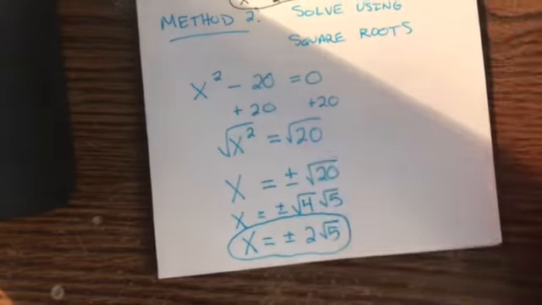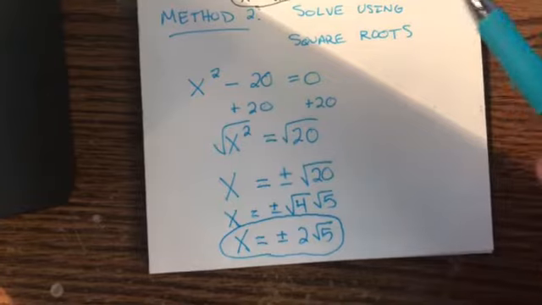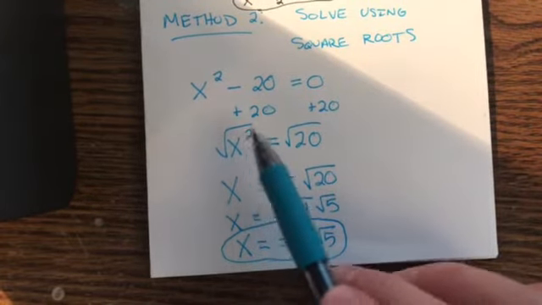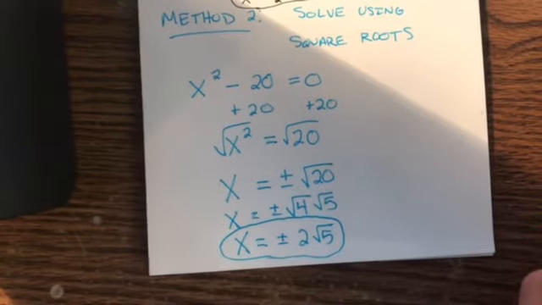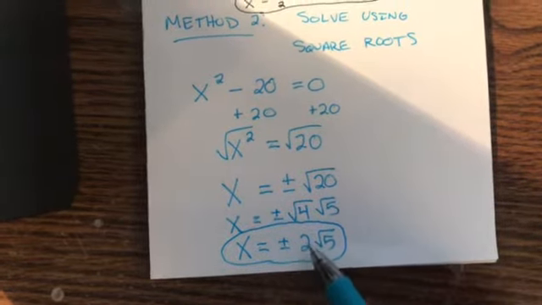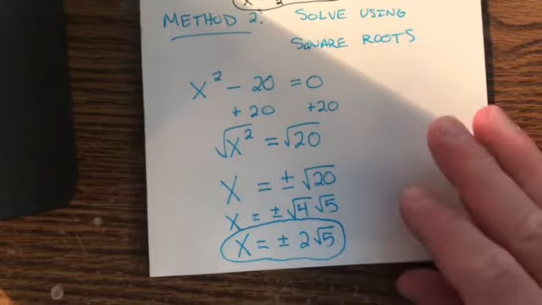So if I ask you to solve a quadratic equation using square roots, you're going to find something squared by itself, like we found x squared by itself, and just take the square root of both sides. Again, you have two answers here: a positive 2 square root 5 or a negative 2 square root 5. Okay, moving on.